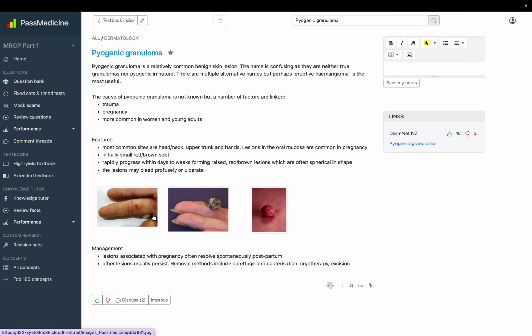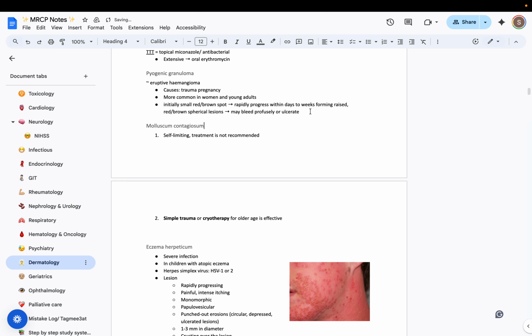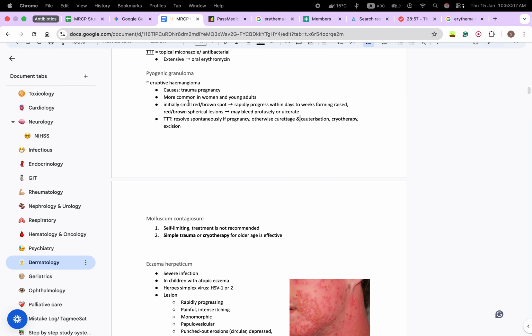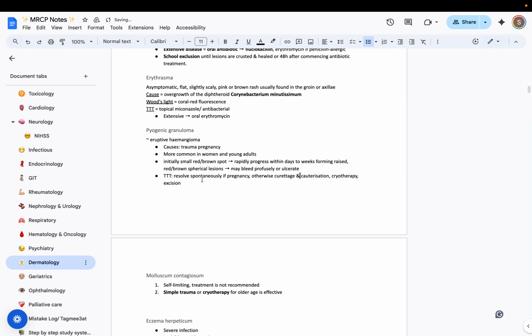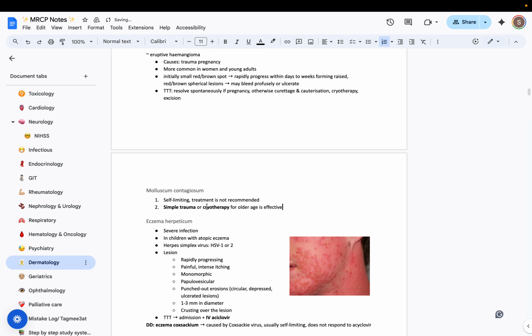This is how it looks. The lesions are associated with pregnancy. It resolves spontaneously postpartum. If they persist, we would do curettage, cauterization, cryotherapy, or excision. So this is what a pyogenic granuloma is. Now for molluscum contagiosum, it's self-limiting, but you can do cryotherapy or simple trauma.